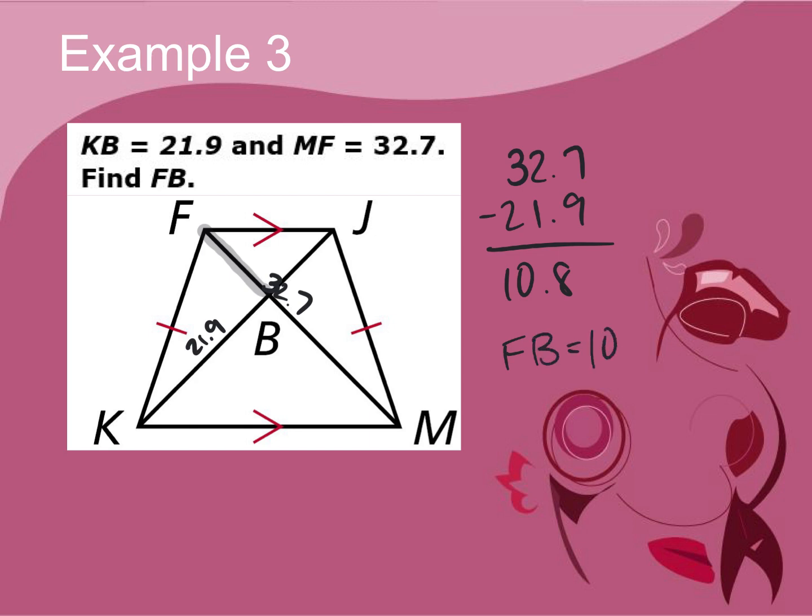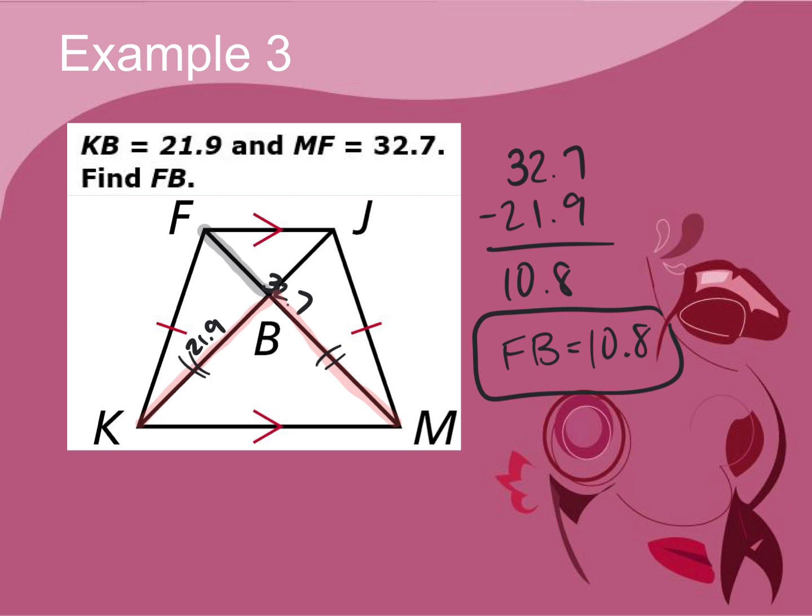FB is equal to 10.8. But I want someone to explain why I was able to subtract these two values. Hayden? Because the KB and MB are congruent. Ooh, why are KB and MB congruent? You don't know? Because what? They are part of diagonals, and they're part of diagonals in what shape? An isosceles trapezoid. And we know that diagonals in an isosceles trapezoid are congruent.